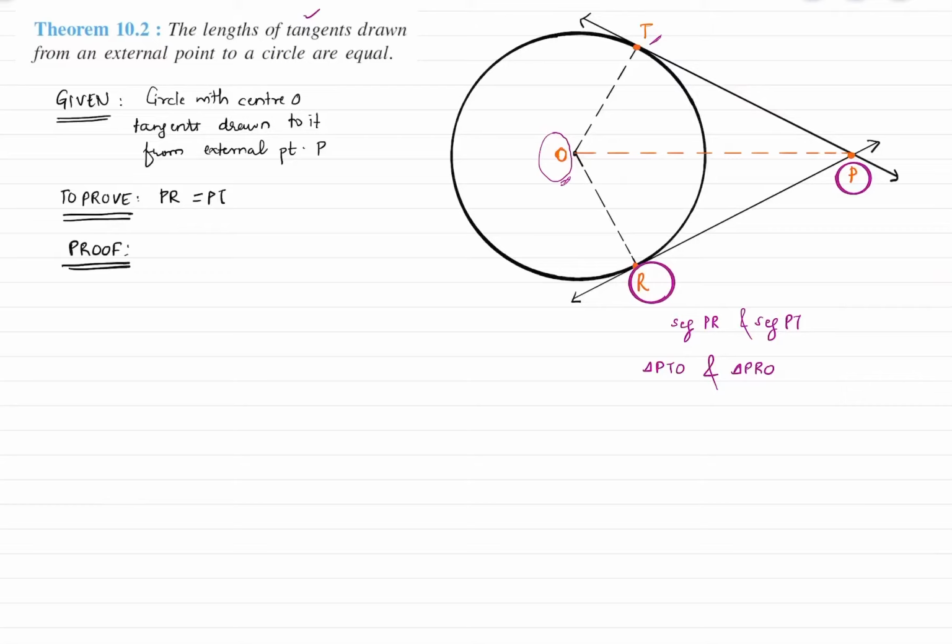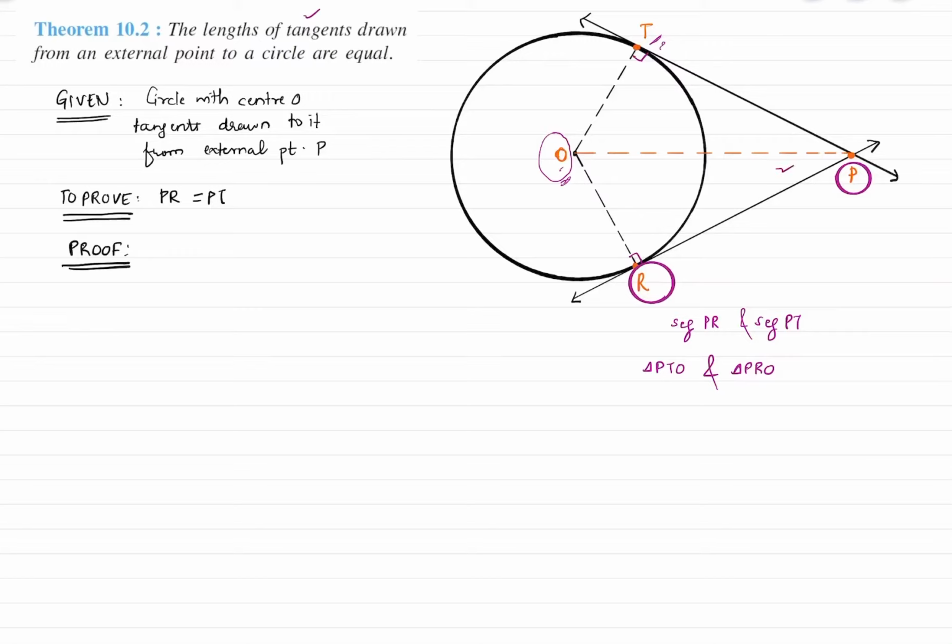Now, how can we do that? Firstly, I know that OT and OR are the radii, so they are equal to each other. Also, by theorem 10.1, the radius is perpendicular to the tangent. So OT is perpendicular to PT and OR is perpendicular to PR. And so now they are right angle triangles because there's at least one angle which is 90 degrees, okay? And if these are right angle triangles, they have a hypotenuse which is OP, right?